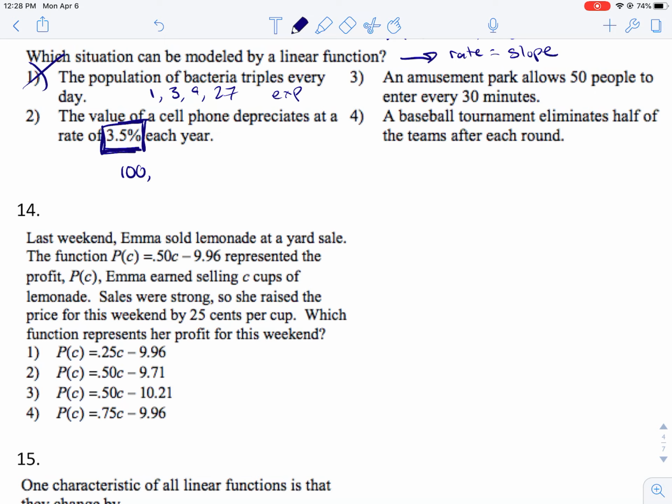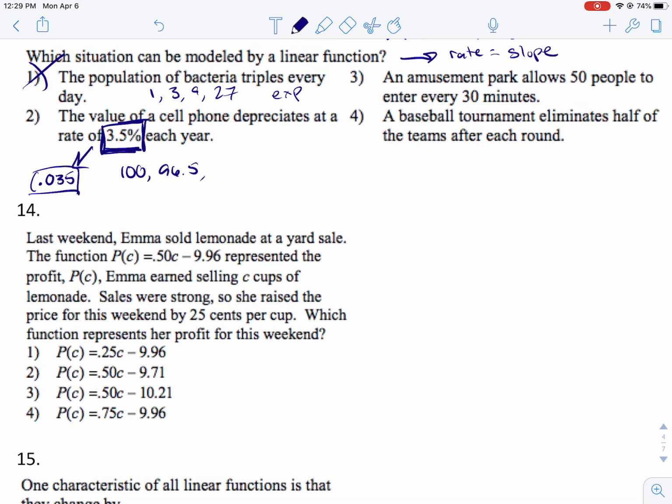So the following year, it depreciates by 3.5%, which means your phone is now worth $96.50, okay? So then you take that number, and now that number gets multiplied by 3.5. So you go 96 times, I'm sorry, 3.5.